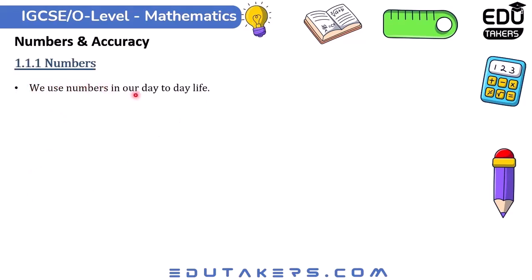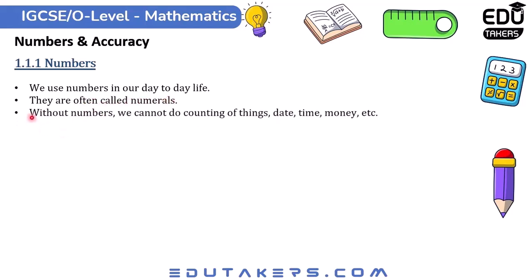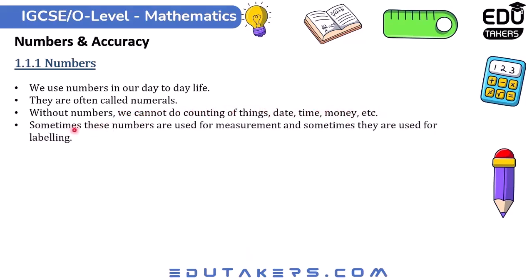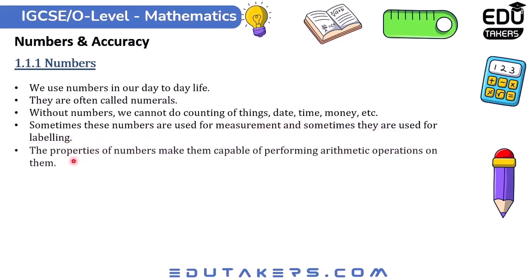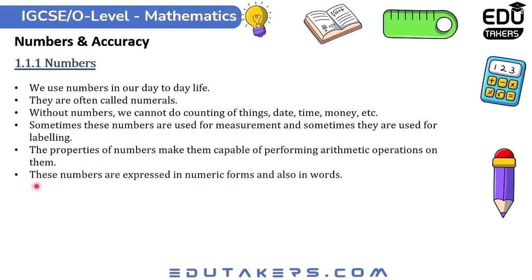We use numbers in our day-to-day life. They are often called numerals. Without numbers, we cannot do counting of things, date, time, money, etc. Sometimes these numbers are used for measurement and sometimes they are used for labeling. The properties of numbers make them capable of performing arithmetic operations on them. These numbers are expressed in numeric forms and also in words.